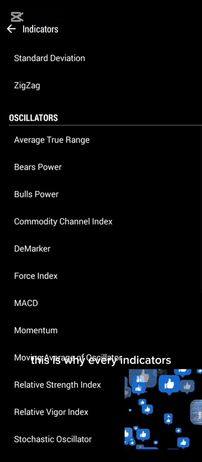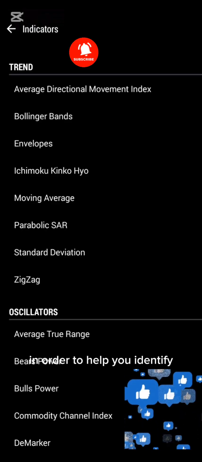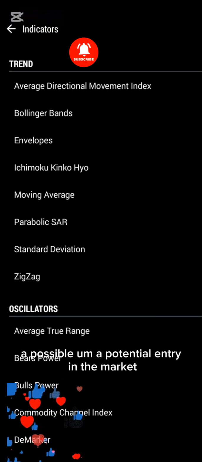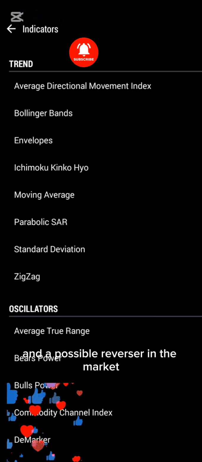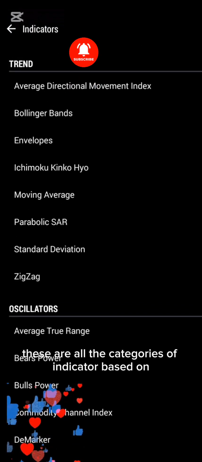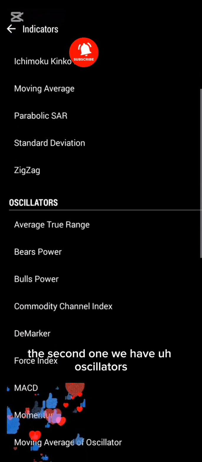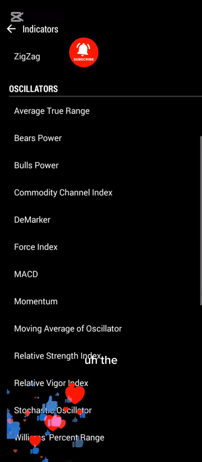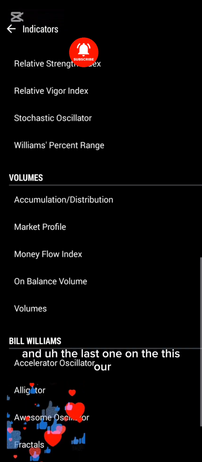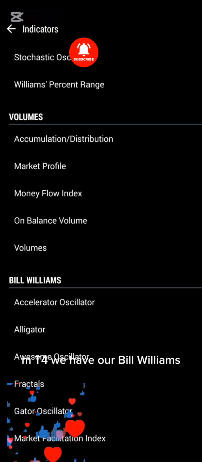This is why every indicator on your MT4 has its own usage in order to help you identify a possible move in the market, a potential entry in the market, and a possible reversal in the market. These are all the categories of indicators based on market condition. The first one we have is trend, the second one we have is oscillators, the third one on the MT4 we have is volumes, and the last one we have is Bill Williams.